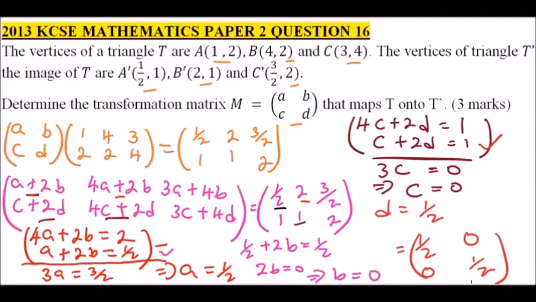The important part here is you should know that when you multiply the transformation matrix with the matrix formed by the coordinates of the object, it is equal to the matrix formed by the coordinates of the image.